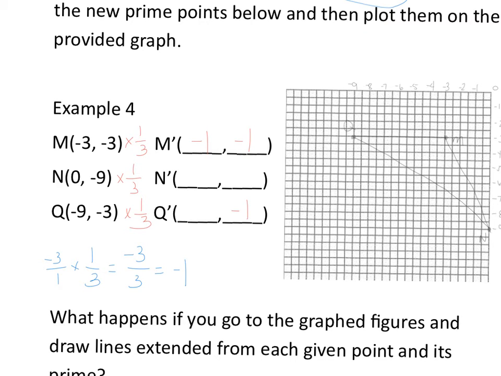We come down to the second line, N for N prime. We know 0 times 1/3 is going to be 0. That's not going to change.